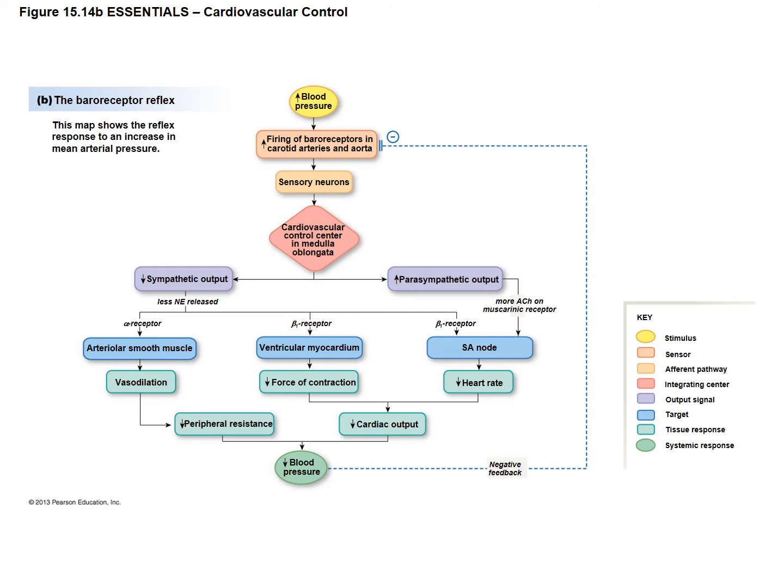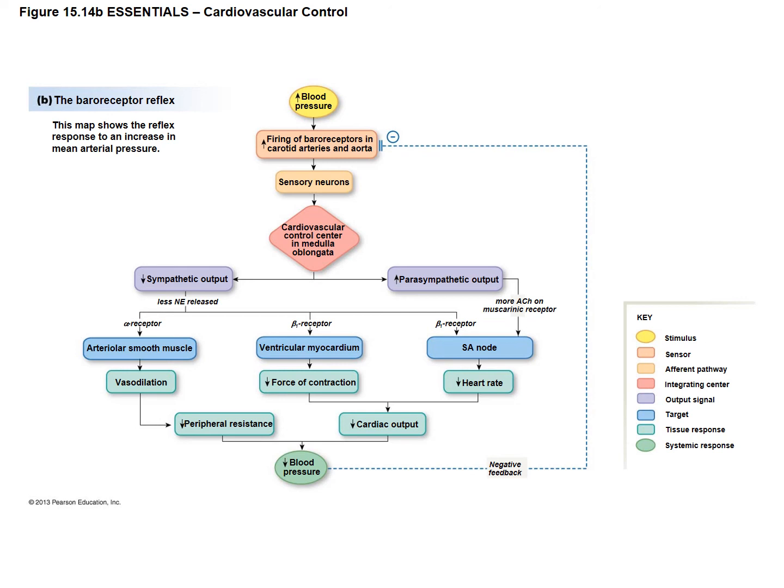I'll start with the parasympathetic end. The parasympathetic output is going to increase. What this means is the parasympathetic output is going to affect the SA node to decrease heart rate. That's what the parasympathetic innervation does, as we discussed in previous lectures. This decrease in heart rate will cause a decrease in cardiac output. If cardiac output goes down, blood pressure goes down. We saw this before with the overall formula of mean arterial pressure.